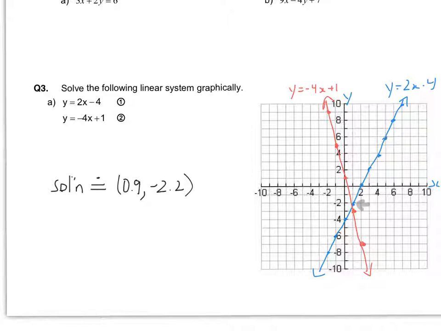But until we check it with technology, we don't really have a method to do it. That's where our algebraic methods can come in handy. So if I were to actually use my algebra skills, I can learn how to find the intersection point, and that's going to come up in the next video.